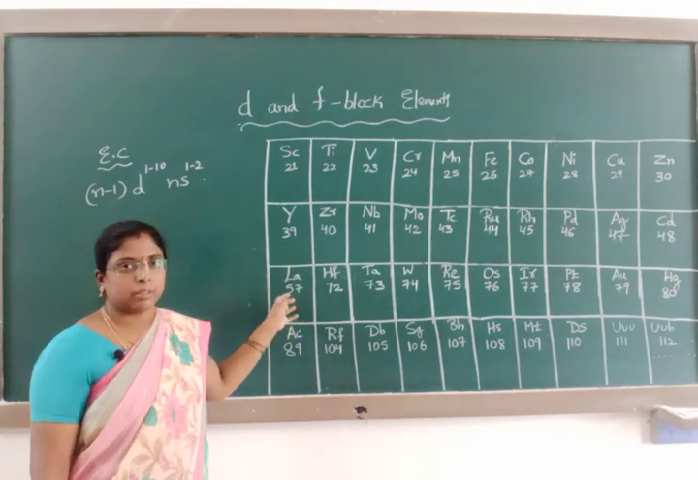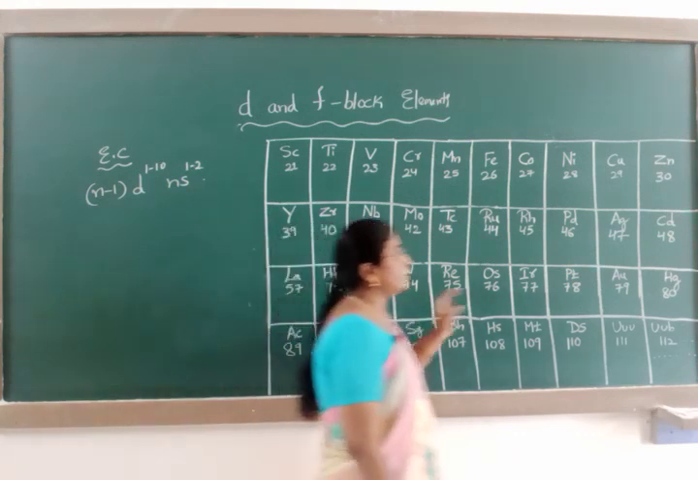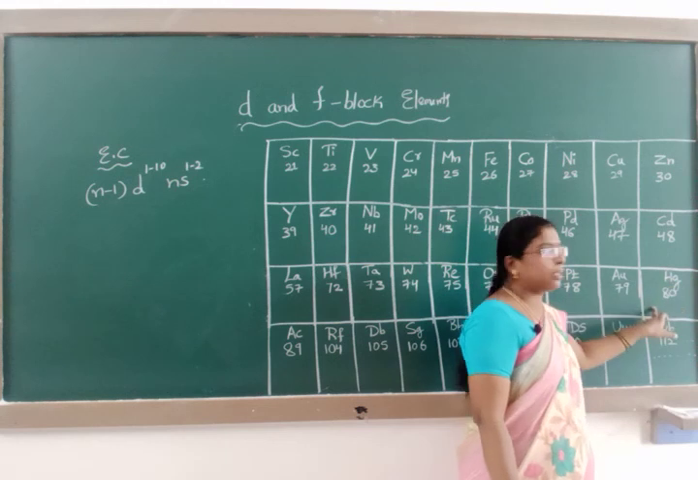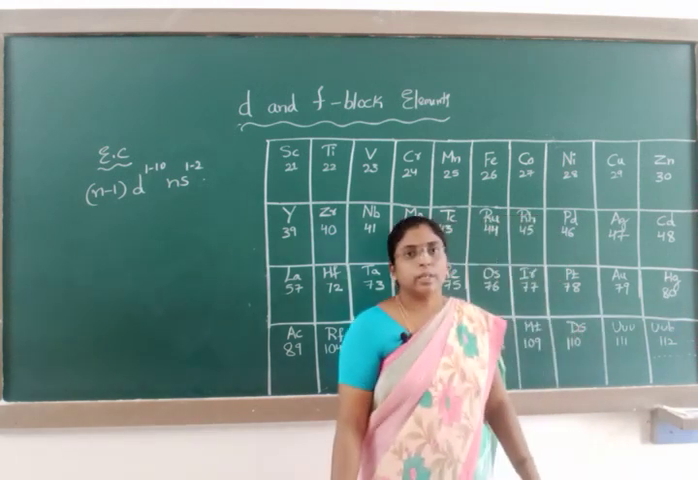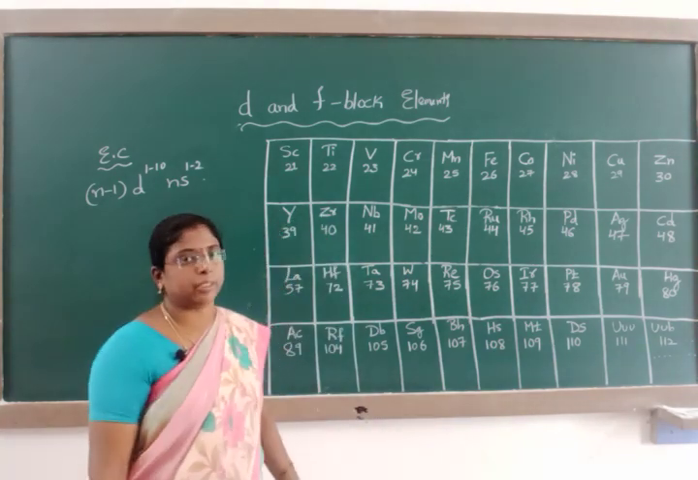Lanthanum 57, hafnium 72 up to mercury 80 is the third transition series. Here, zinc, cadmium and mercury are completely filled, hence they are known as pseudo transition elements. Let us write their electronic configuration.